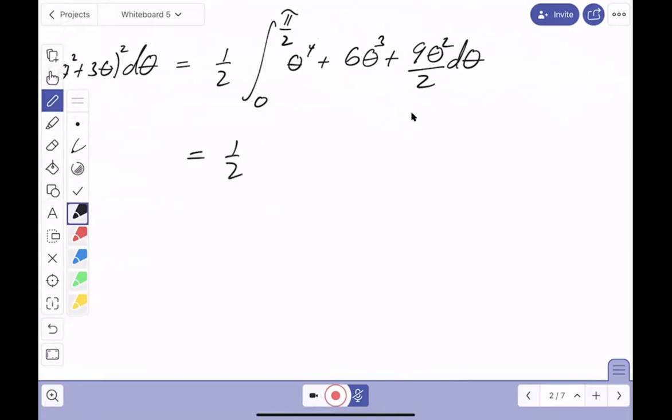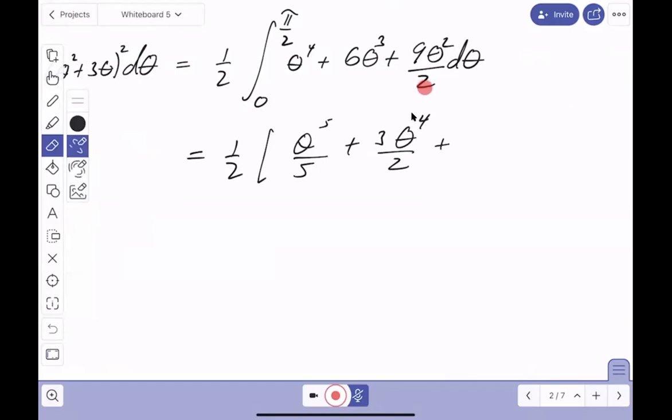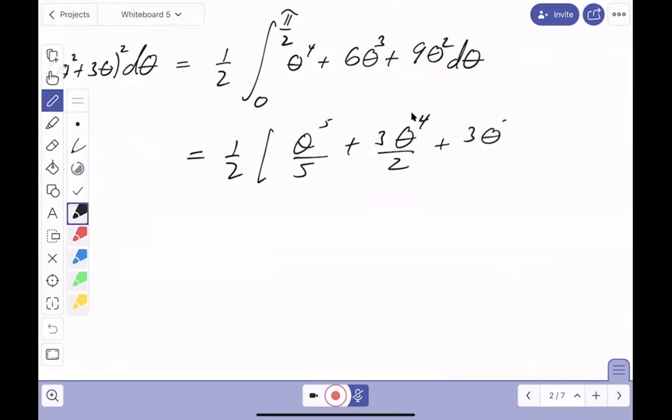That's 1/2. And that's going to be theta to the 5th power over 5 plus theta to the 4th power. Well, that'll be 6/4, which is 3/2. Plus, I'm sorry, you know what? I made a mistake over here and I just noticed it. I'm thinking that I want to integrate and I don't want to integrate yet. That was just a multiplication problem. What's that going to be? It's going to be 9 theta cubed over 3, which is 3 theta cubed. Limit of integration is going to go from 0 to pi over 2.